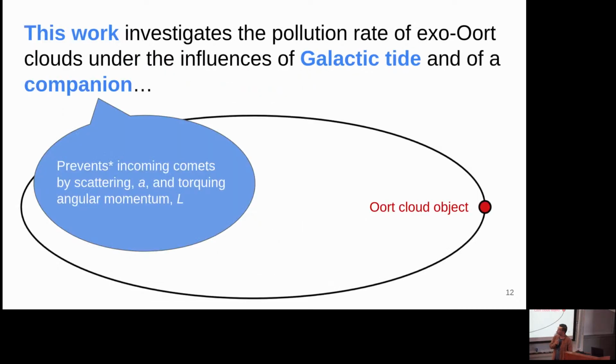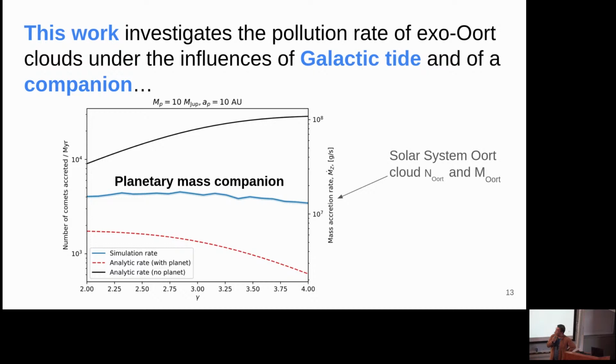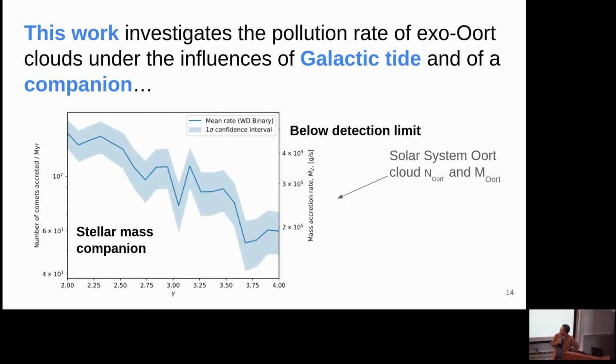In the context of the observation, it spans this part of the observation by just purely assuming a solar system Oort cloud. If it has a companion, the dynamics gets a lot more interesting, which is what I mentioned at the start. But just purely from simulation result, which is the blue curve here, you can see that having a planetary mass companion reduced the pollution rate by 1 order of magnitude. So now we're down to 10 to the 7 gram per second at various different Oort cloud structure. And if your companion is a star, like a white dwarf binary or a white dwarf main sequence, then this pollution rate will be reduced to under the current detection limit.